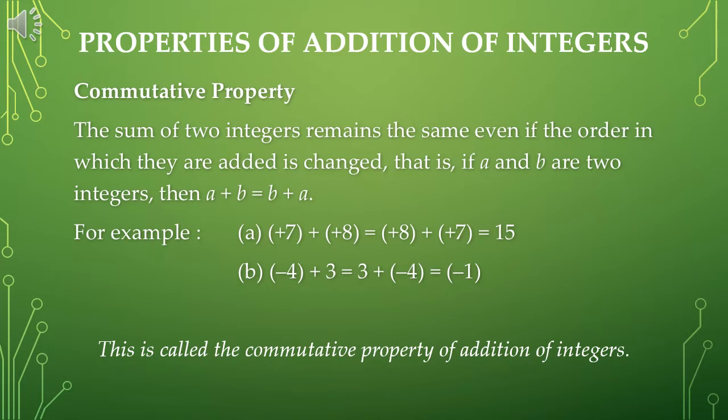Let us discuss the second example. If you have minus 4 and plus 3, then minus 4 plus 3 is equal to minus 1. And if we change the order of these two integers, then 3 plus minus 4 is also equal to minus 1. So whenever we change the order of the two integers but the answer remains the same, it is called the commutative property of addition of integers.